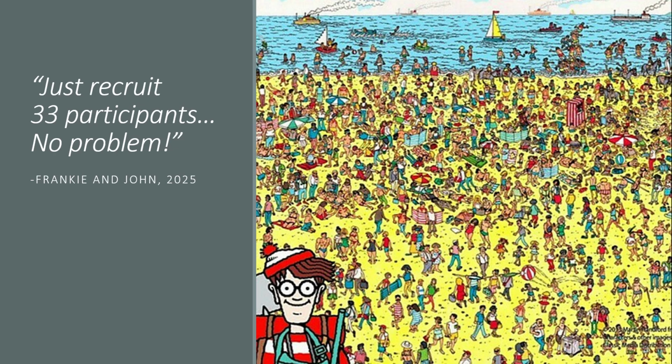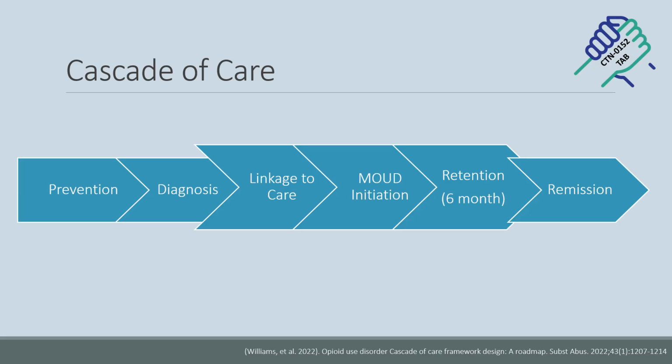So, where do we find these guys? In recruiting, we must first ask ourselves where in the cascade of care does our target population occur? Depending upon the study, participants may be found at all levels of the cascade of care, from prevention through remission. For CTN0152, we will be looking for persons who are initiating a new treatment episode for opioid use disorder with buprenorphine. Specifically, we are looking for persons who are within the first 80 days of taking their initial dose of buprenorphine during this new treatment episode.